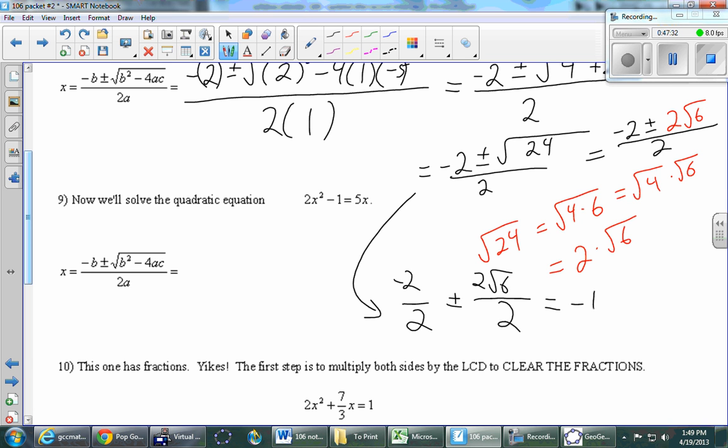Right, and that's why you got to be careful when you cancel, because it's real easy to cancel the 2 on the bottom with one of the 2's upstairs. It turns out it cancels with both. And that's why I like to split it up every time. Okay, so this right here, gang, is our answer. -1 plus or minus the square root of 6.